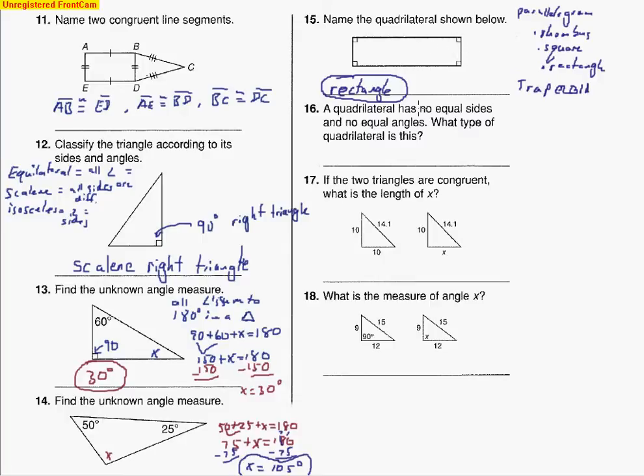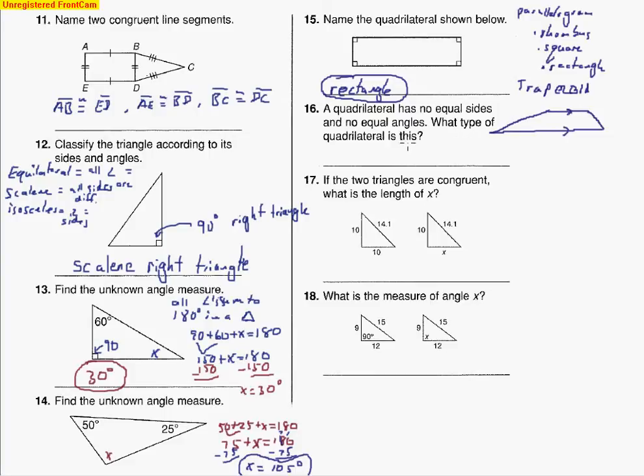Now they want a quadrilateral that has no equal sides and no equal angles. What type of quadrilateral is this? Well, in this case, since it has no equal angles, no equal sides, I guess we could end up drawing a trapezoid to match this. So I could draw something like this. And this one would have all sides different. You see how all the sides are different? But I do have these two sides going the same way. So this could be a type.